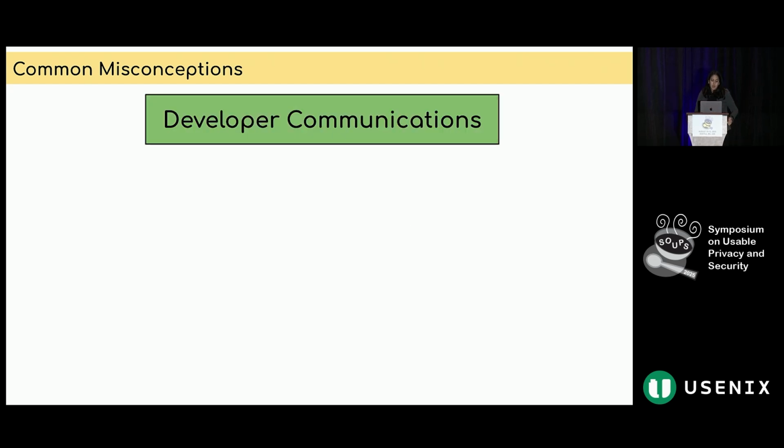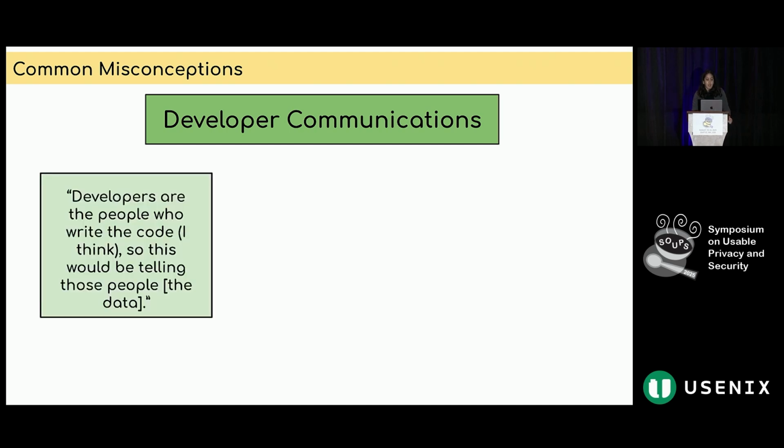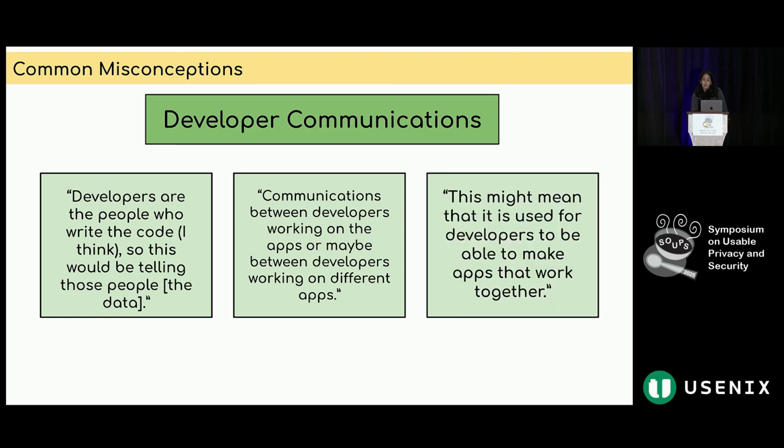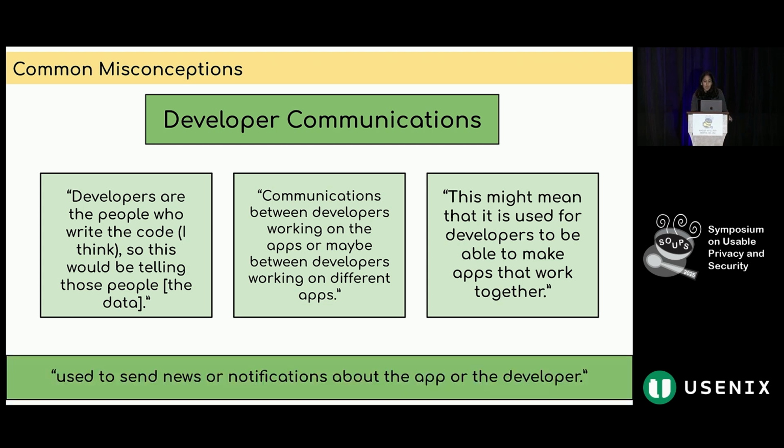Similarly, one of the purposes that the data is collected for that shows up on the privacy labels is developer communications. And there were 3 common misconceptions that kept showing up in this case. Firstly, people thought that this was information being shared from them to the developer. A lot of people thought that this was communications between different developers working on different apps. And a lot of people also thought that this was communications between different apps. Whereas in reality, it's simply news that comes from the developer to the user regarding the app.